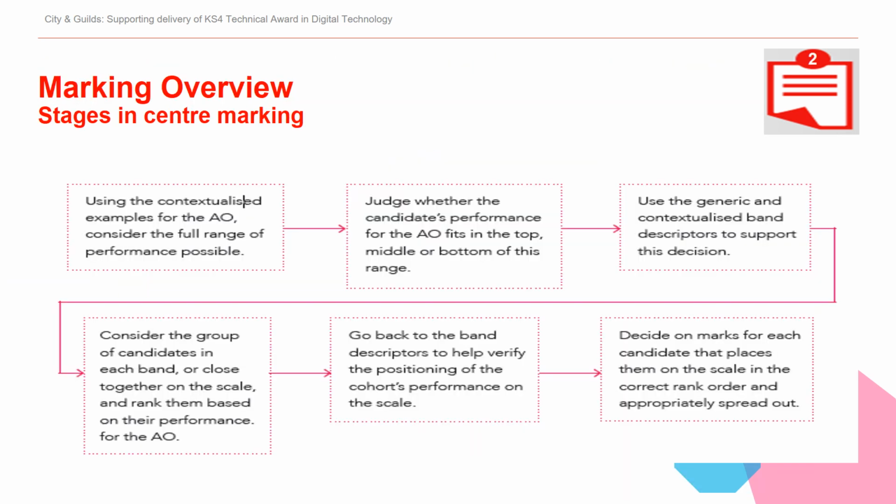So as a marking overview, these are the stages you should go through. You need to understand the contextualized examples for the assessment outcomes. And you should consider the whole range across all of the tasks that are provided by your learners. Judge their performance and see into which AO they fit. Use the generic contextualized band descriptors to support your decisions. Consider the group of candidates in each band. Go back to the band descriptors to verify any positioning that you have made on particular learners through the cohort. And then decide on your final marks before you upload them to the moderation portal.